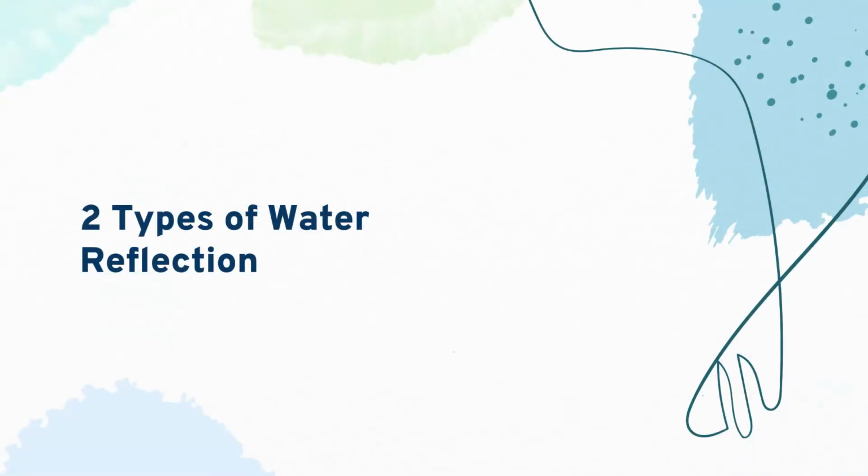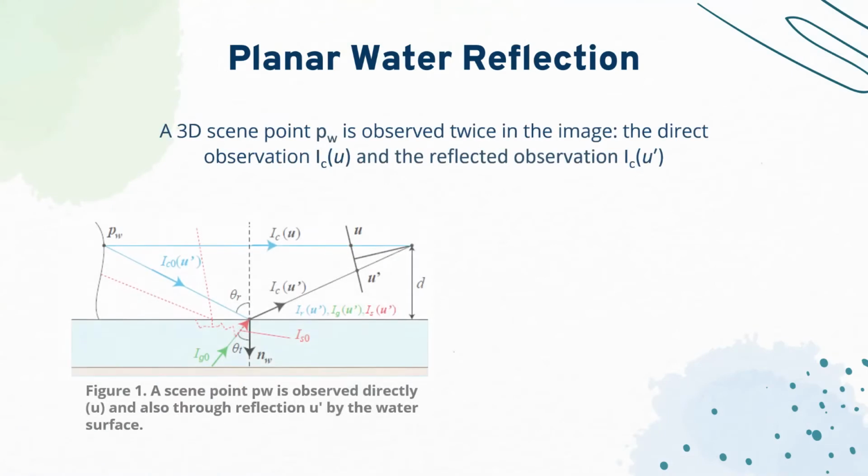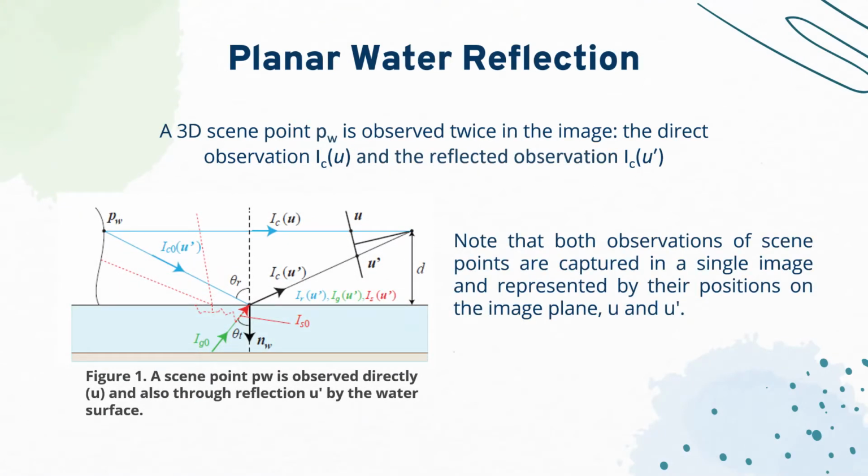Next, we can categorize water reflection into two types, planar and wavy water reflection. Here in Figure 1, we have a planar water reflection that depicts a 3D scene point PW where it is observed twice in the image, the direct observation LCU and the reflected observation LCU derivative. Note that both observations of scene points are captured in a single image and represented by their positions on the image plane U and U derivative.